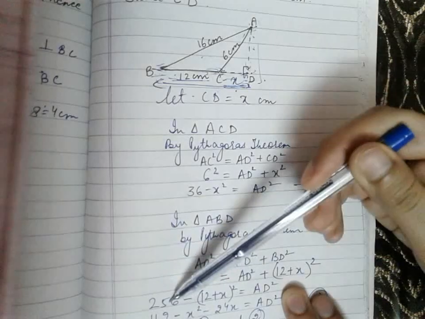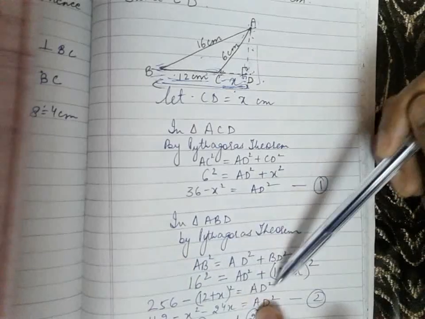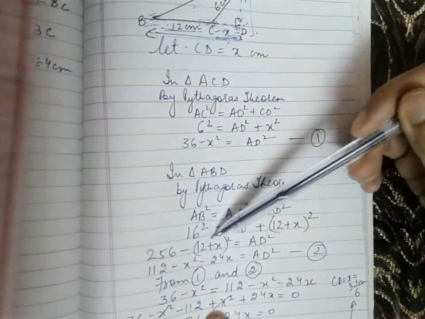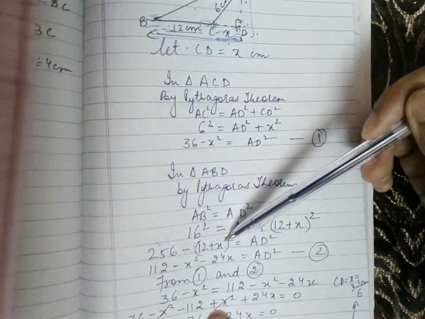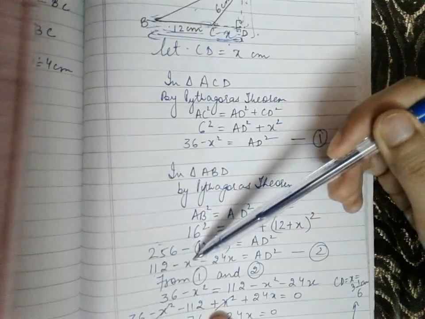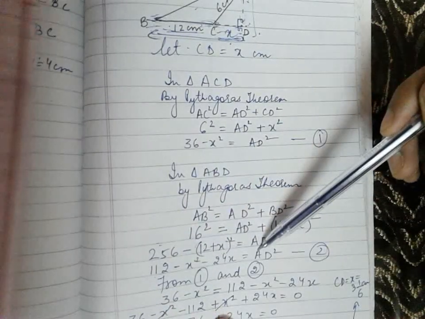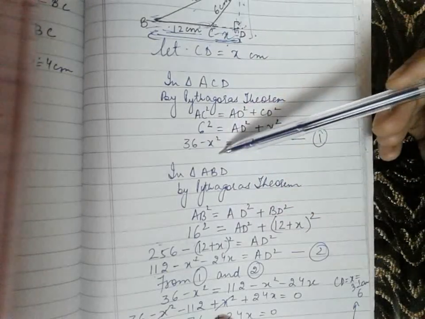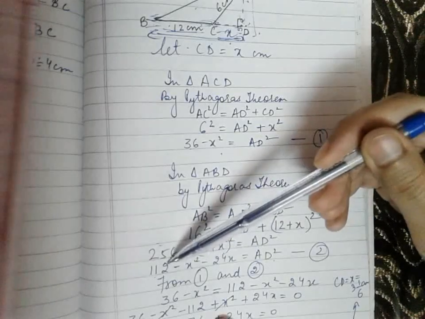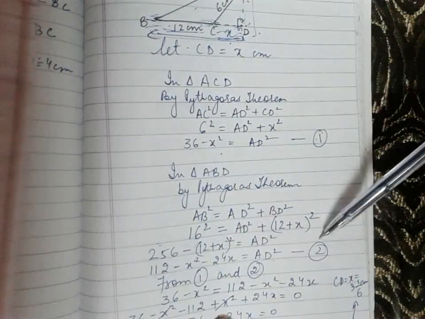Now 16 square was 256. This 12 plus x whole square, on coming to the left hand side, is equal to AD square. Now we will open it using a plus b whole square, and then solve this completely. 256 minus this, we get 112 minus x square minus 24x is equal to AD square. Now I have got two values of AD square. One from here, 36 minus x square, and another here, that is 112 minus x square minus 24x. Mark them equation 1 and equation 2.